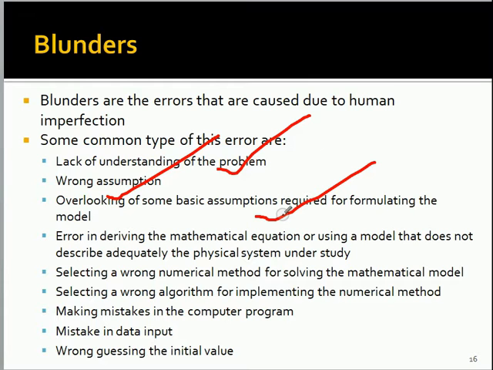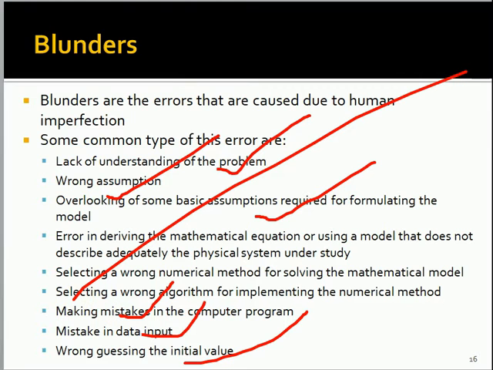We add 10 types of masala, we do this and we do that. You're overlooking some basic fact. You're in the wrong place, guy. Temple is for, yeah, maybe it's a temple. Whatever. You got the idea. Mistake in data input, wrong guessing of the initial value, making mistakes in a computer program, and so on. These are blunders.